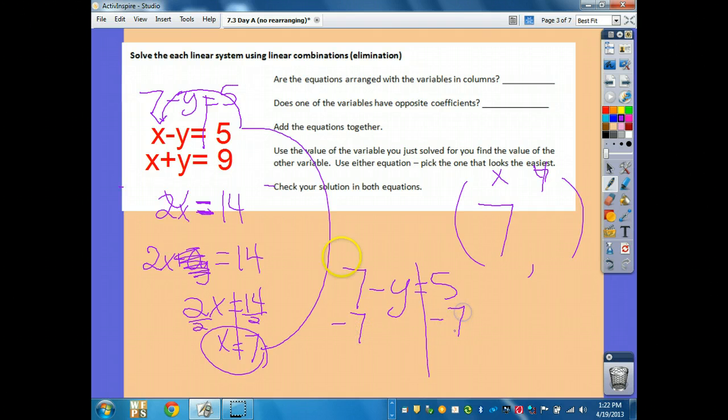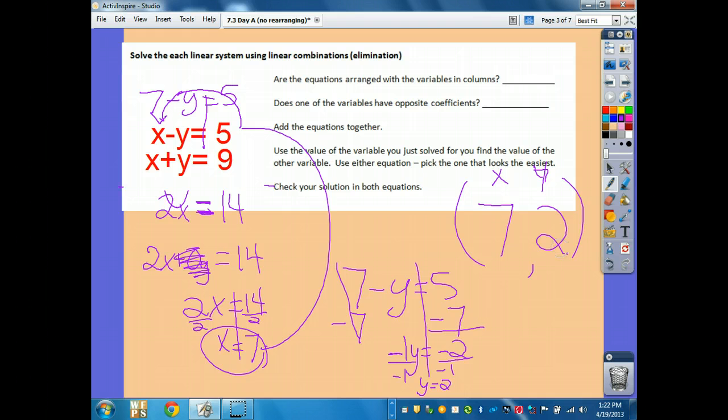Subtract 7. What do I have left here? Negative 2. Negative what? 2. On this side? A negative 1y left here equals negative 2. Can I leave it with a negative variable? No, divide by negative. Yep, divide everything by that negative 1. So now y equals what? Positive 2.